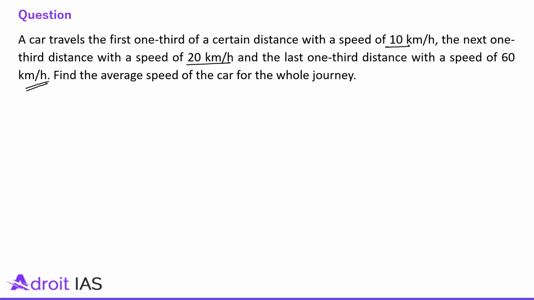the previous one, right? The question says a car travels the first 1/3 of a certain distance. I mean, the total journey has been divided into 3 equal parts. The first 1/3 has been covered at the speed of 10 kilometers per hour. The second 1/3 at the speed of 20 kilometers per hour. And the last 1/3 with the speed of 60 kilometers per hour. And we need to find the average speed during the entire journey.